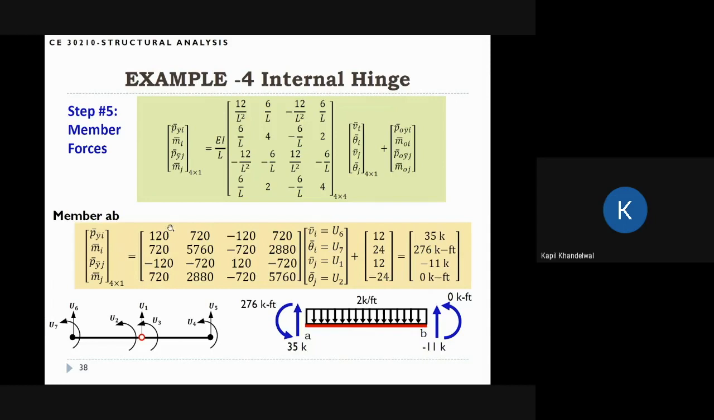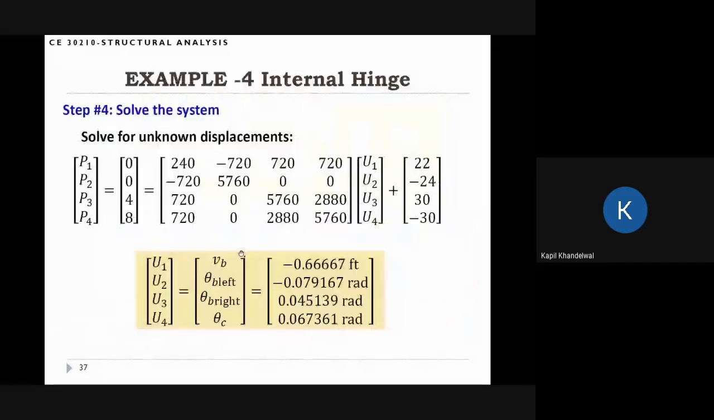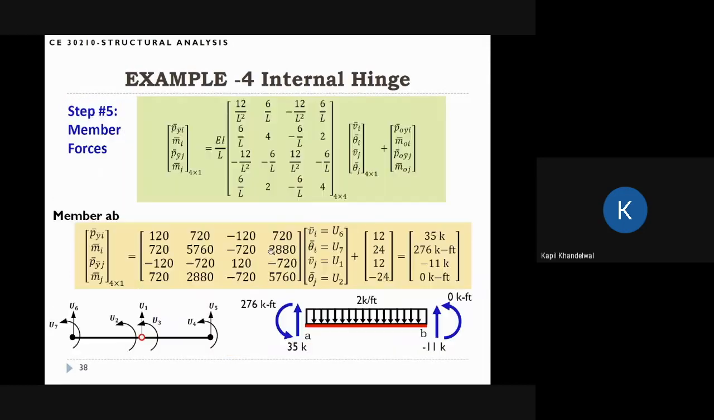So actually, we don't need the first 2 columns of this matrix. We just need the last 2 columns. And if we do the algebra, we also have to add the fixed end forces. These fixed end forces are 12, 24, 12, minus 24, and they come from the calculation we have already done here. So these are the fixed end forces I added here.